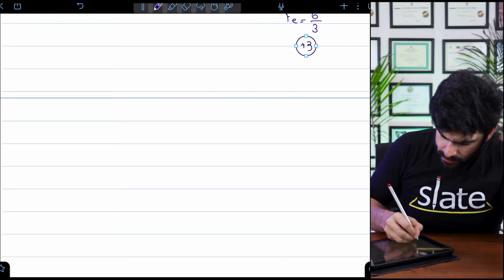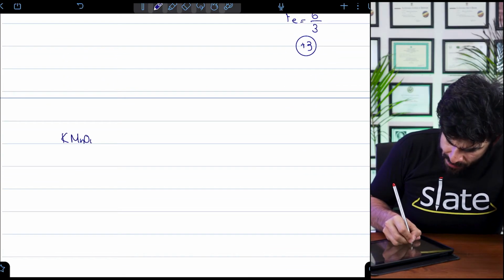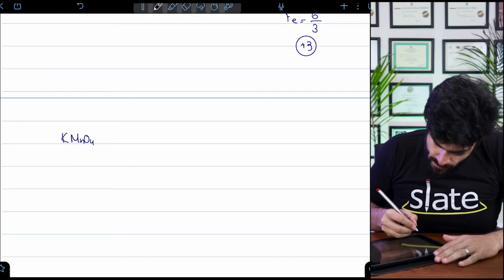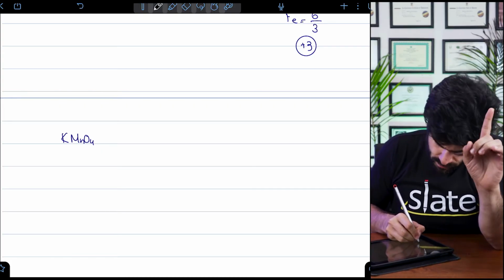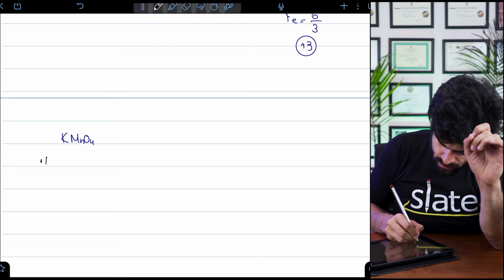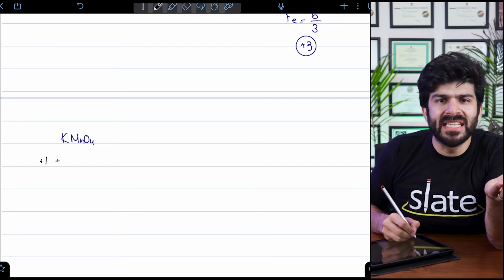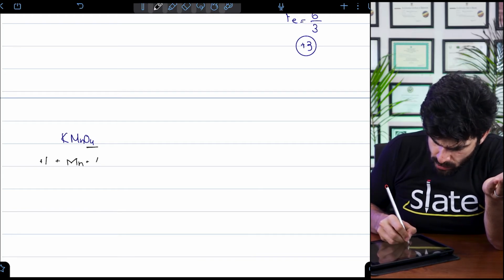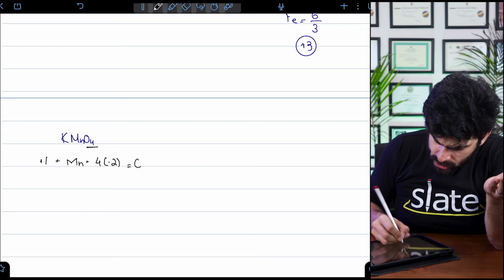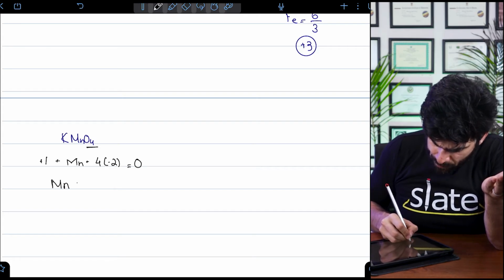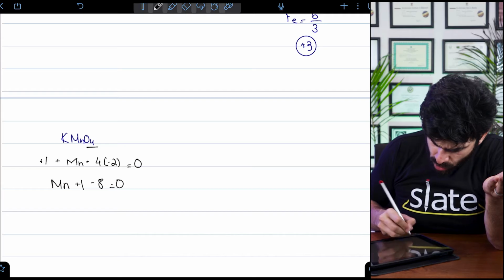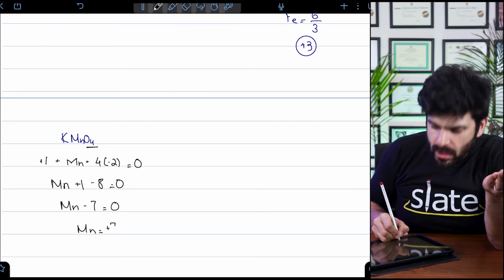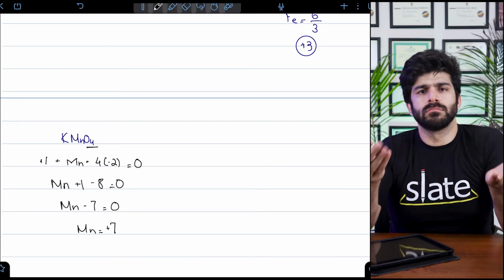A very important compound. KMnO4. Potassium permanganate. Potassium, group 1, +1. Manganese, it's a transition element. We don't know about manganese. 4 oxygens. So 4 into -2. Total charge is 0. So 1 + Mn minus 8 equals 0. Mn minus 7 equals 0. So manganese here is +7, students. That's how you calculate.